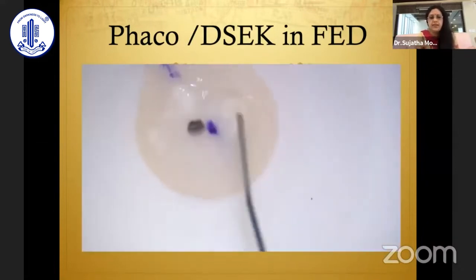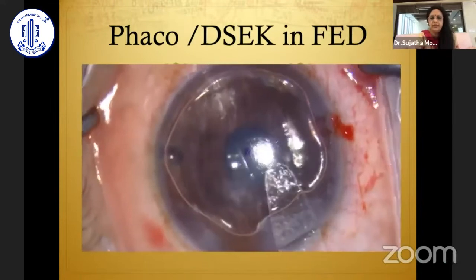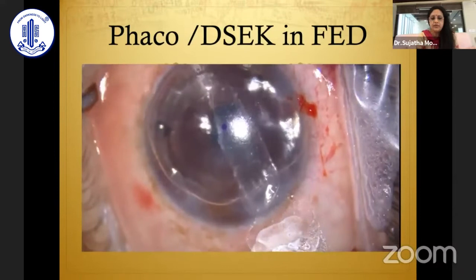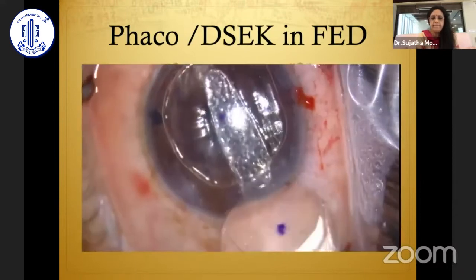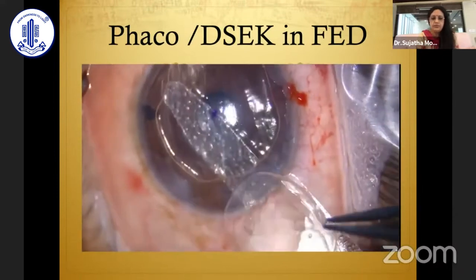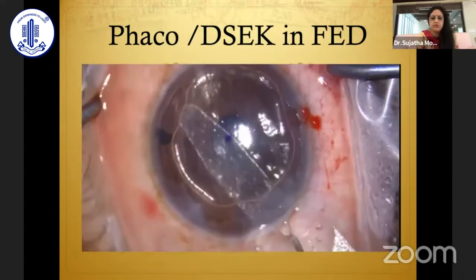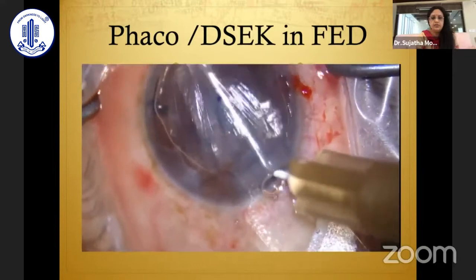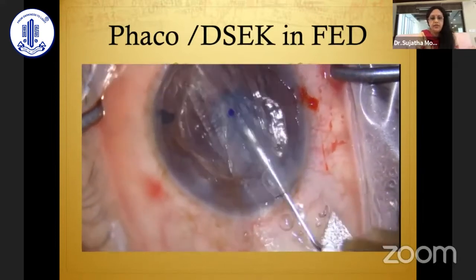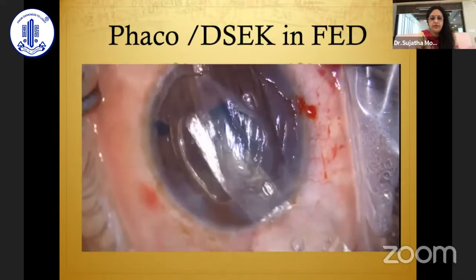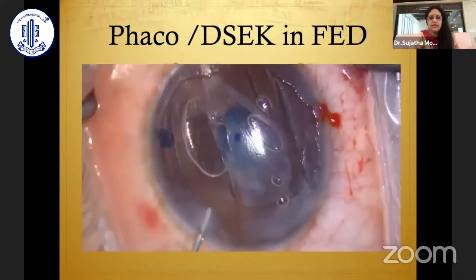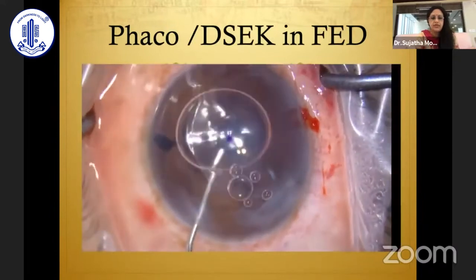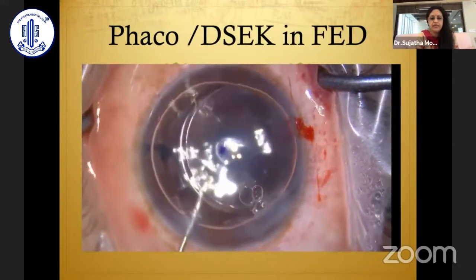And my technique of doing a DSEK is a push through technique. Here I'm using a Sheets glide to hold the disc of the cornea, which has been prepared already. So the top layer is removed and only the endothelium with a little bit of stroma is remaining behind. And I'm using a 26 gauge needle to do a push through technique. You come out very gently, inject saline through the side port, and you can see that the graft is unfolding very nicely, and then inject air.